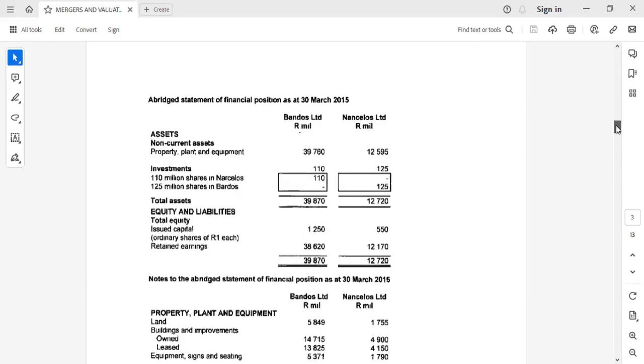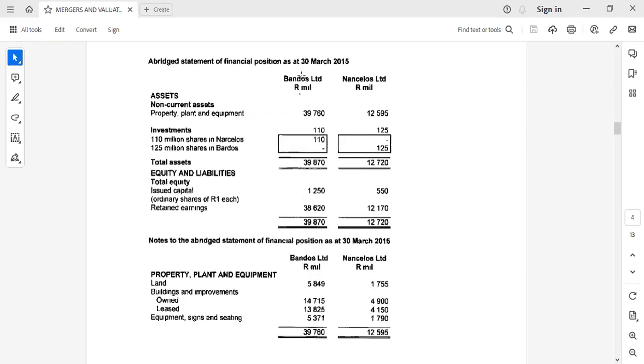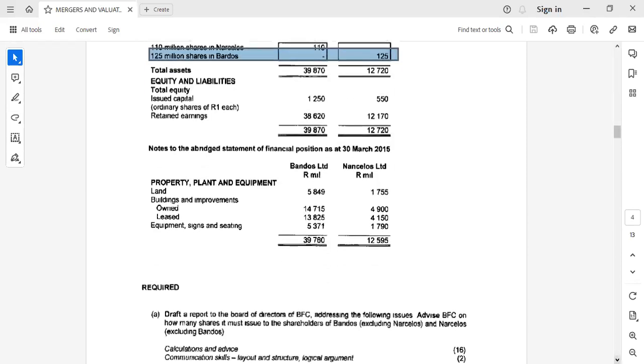Right, then these are the statements. So you can see that under Bados here, they own 110 million shares in Naselos. Whereas Naselos here, it owns 125 million shares in Bados. So they've got what we call cross-holding. When you talk about cross-holding, we mean the two companies in the deal. The other company holds shares in the other, whilst the other also holds shares in the other company. That's what we mean by cross-holding.